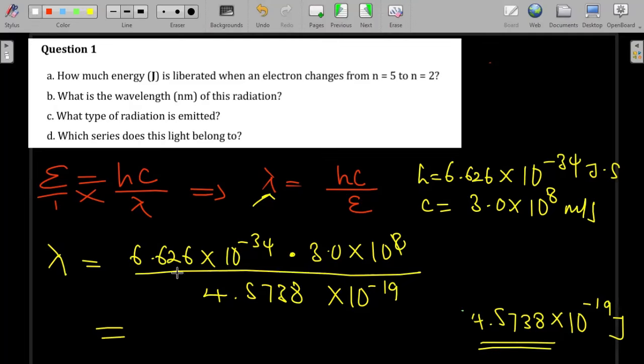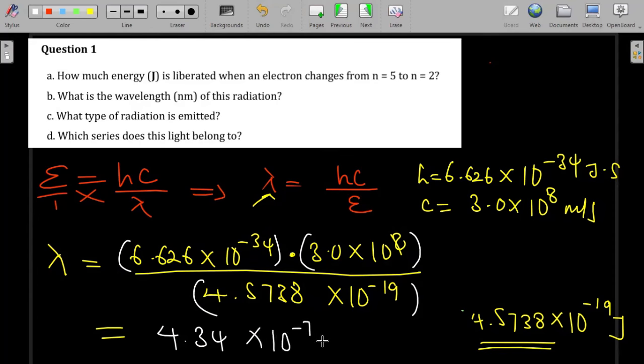Okay, so when you're punching this onto the calculator, make sure you put brackets. So you write this number in brackets like this. You say multiplied by, you put this number in brackets. Okay, and then you divide by this number in brackets as well. So what I'm getting there is 4.34 multiplied by 10 to the power minus 7, and this will be meters. Okay, so that is my wavelength in meters.